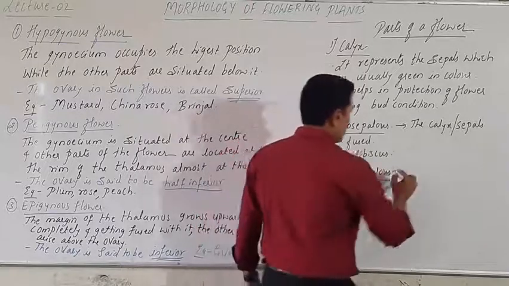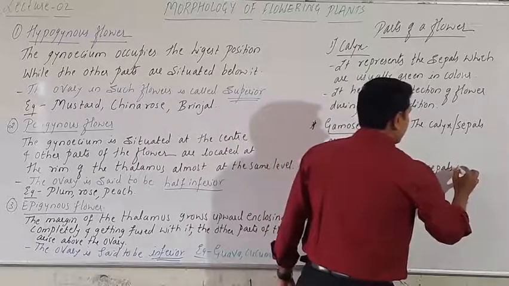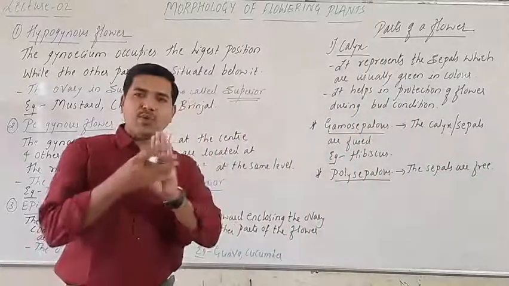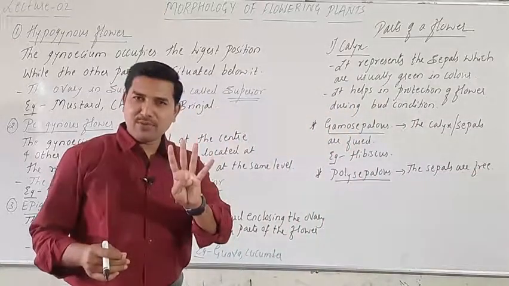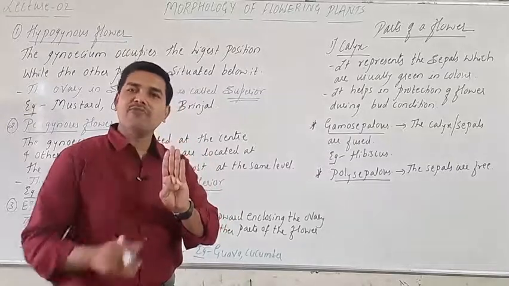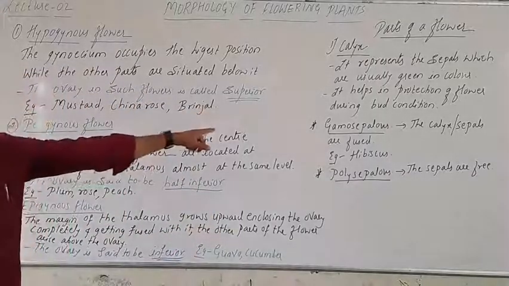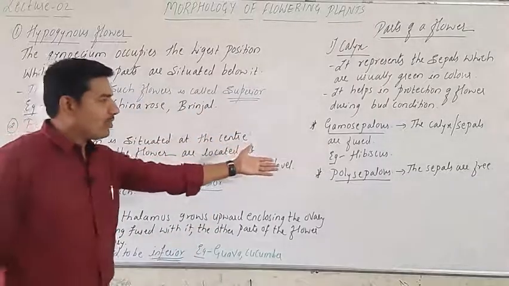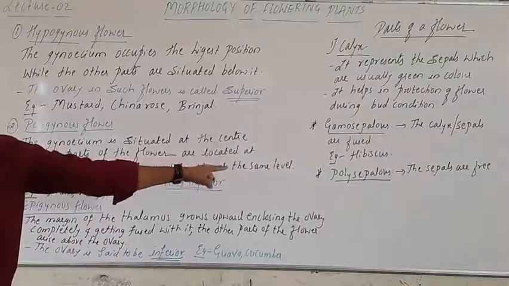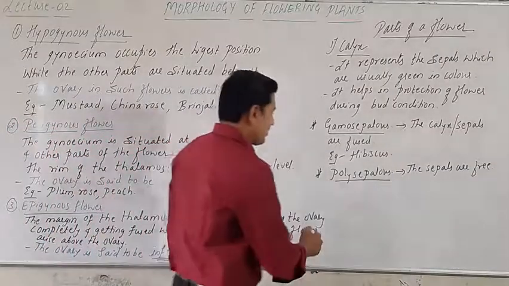So polysepalous, the sepals are free. Free means not united, they are separate. Fused means merged, so we use the term fused. So if the sepals are fused, it is called what? Gamosepalous. And if the sepals are free, then it is called polysepalous, which we observe in plants like rose.